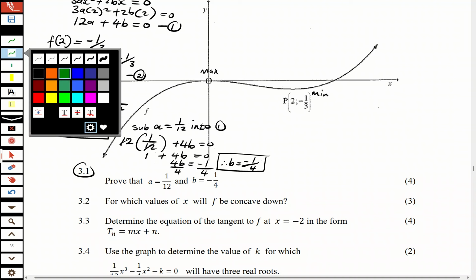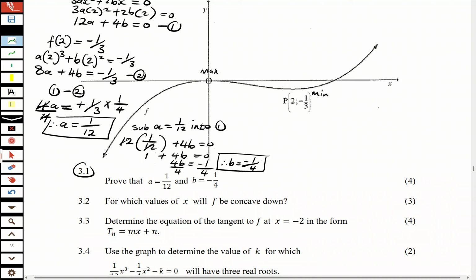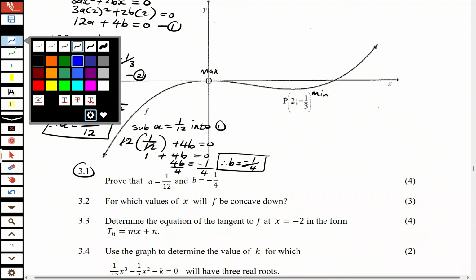So now, let's take a look at the next question. So now let me just use this one.